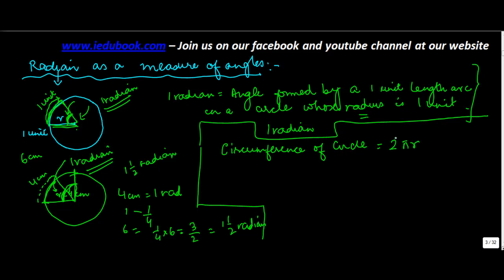Now, if the length of the radius is equal to 1, then the circumference will become 2 pi, right? Which means that one complete revolution... we saw that if this is 1 unit, then it is equal to 1 radian, right? So one complete revolution will cover how much? 2 pi r is equal to 2 pi distance, right? So therefore, one complete revolution will be equal to 2 pi radian.